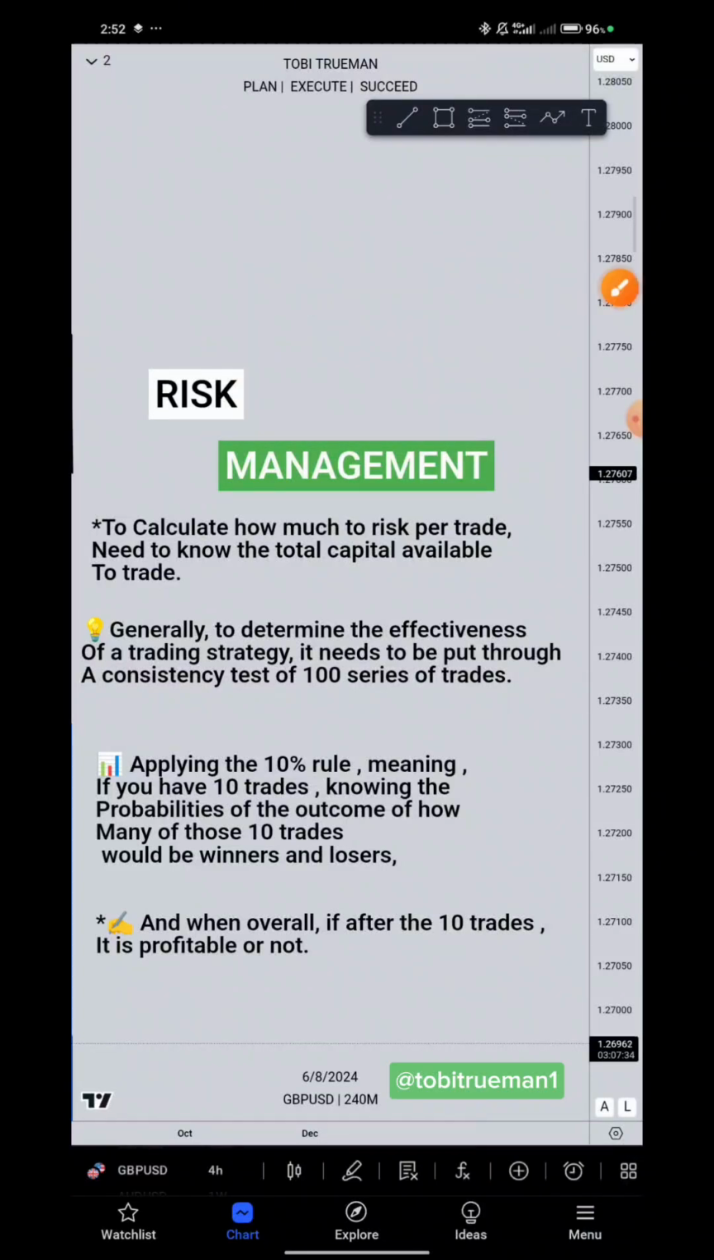So now we have to calculate our risk. To calculate how much to risk per trade, we need to know the total capital available to trade. How much is in your account balance? Is it $100, $1,000, $100,000, and so on? So you need to know how much you have in your account. Then if you have $1,000, you don't want to risk your full $1,000 on one trade. No, you have to put it in segment by segment.